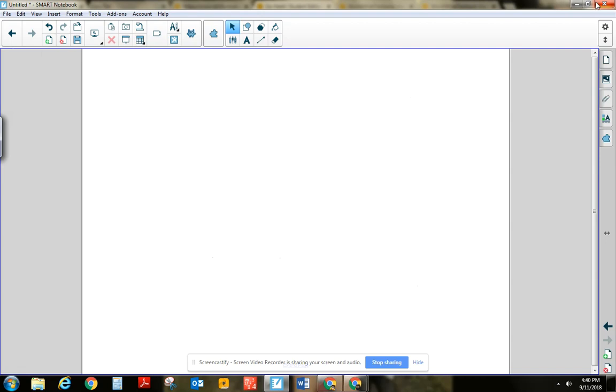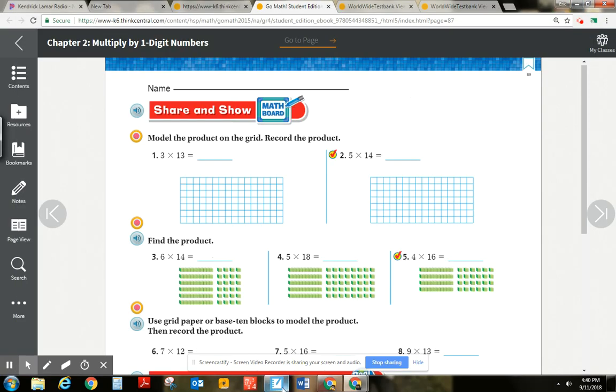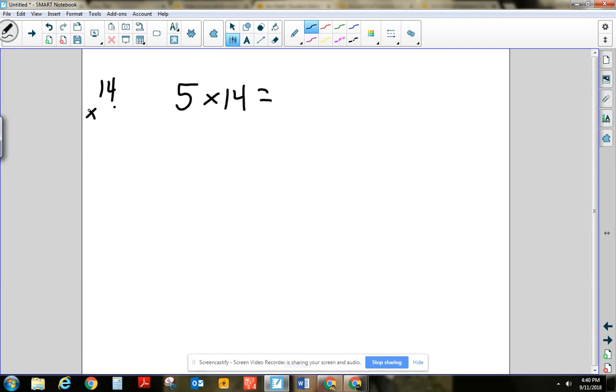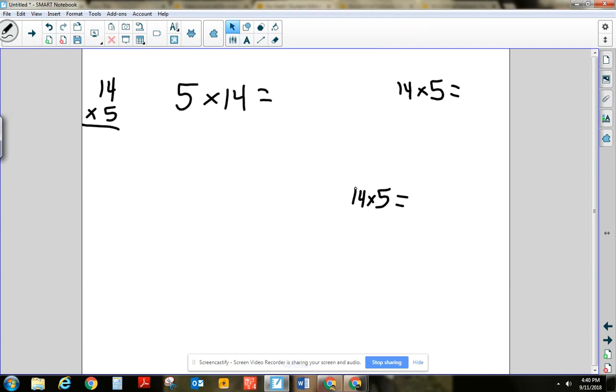Let's take a look at another problem. 5 times 14. So the problem is 5 times 14 equals. All right. So sometimes you're going to see it this way, 14 times 5. Sometimes you may see it as 14 times 5 equals. You may see it like this. It's all the same. You may even see it like this. It's all the same. I do want you to write it down sideways actually this time, and I'll show you a couple of different ways to solve it.